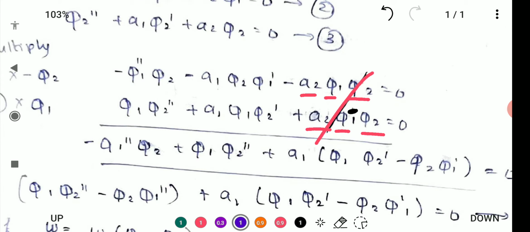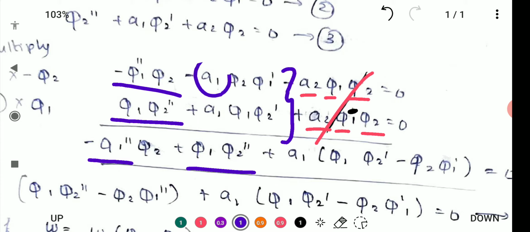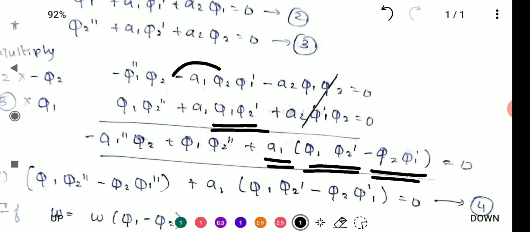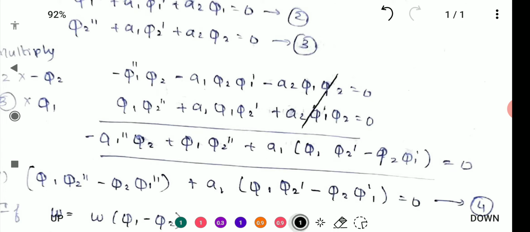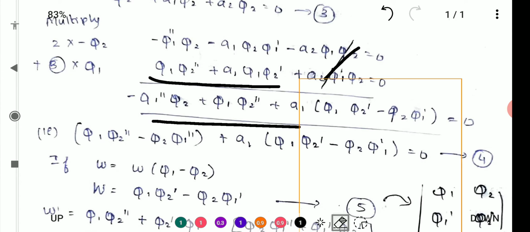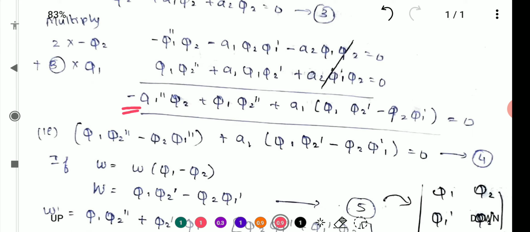After that I will get minus phi1 double dash into phi2 plus phi1 phi2 double dash. In these terms a1 is constant, so I bring it as a common term: a1 into (phi1 phi2 dash minus phi2 phi1 dash) is equal to 0. I have cancelled those two terms and written these four terms in order. The negative symbol is at the start, so I am just reordering it.